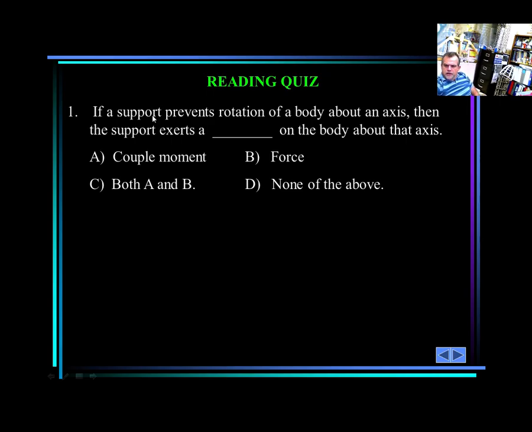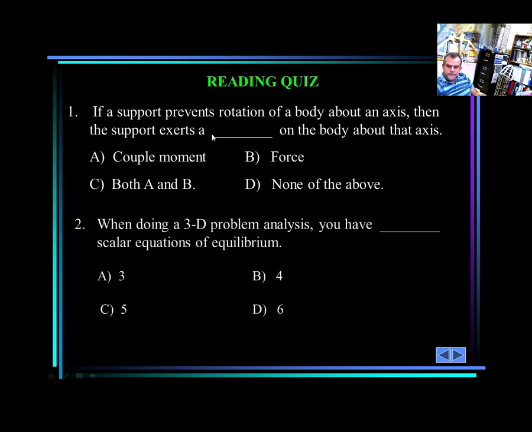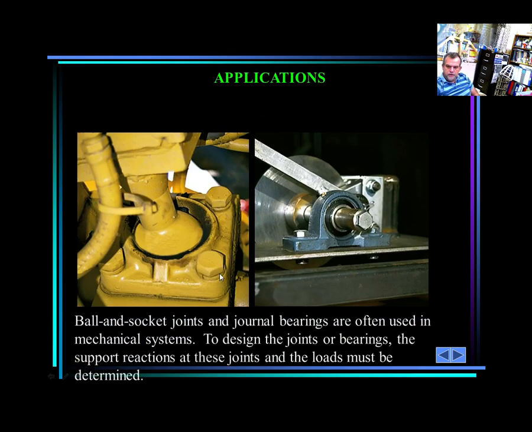What else? If a support prevents rotation of a body about an axis, the support exerts a couple moment about the axis, because it's rotation. Rotation is moment. And if a support prevents translation, then it will be a force. When doing 3D problem analysis, how many scalar equations of equilibrium do you have? I already said it: 6 scalar equations of equilibrium.